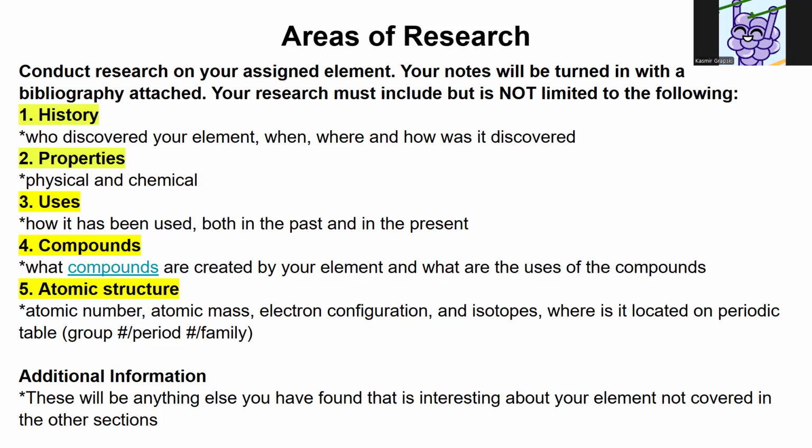So looking at the atomic number, atomic mass, electron configuration, and isotopes, and where it's located on the periodic table. So knowing the group number, period number, and what family it belongs to. Any additional information will also be recorded. So anything that you found that was interesting during your research process about your element that is not covered in these five main topics will also be included.